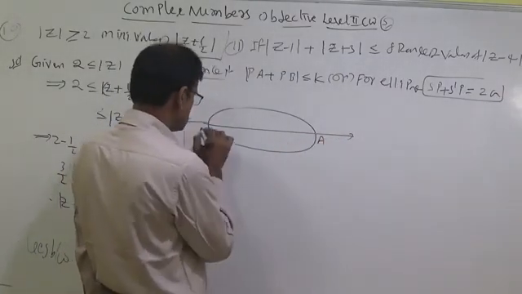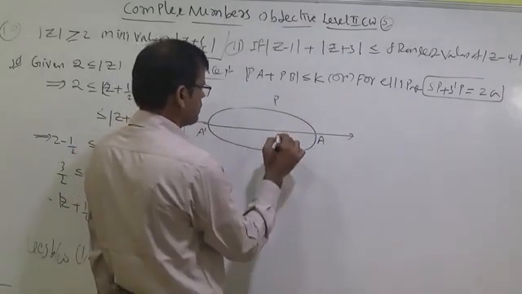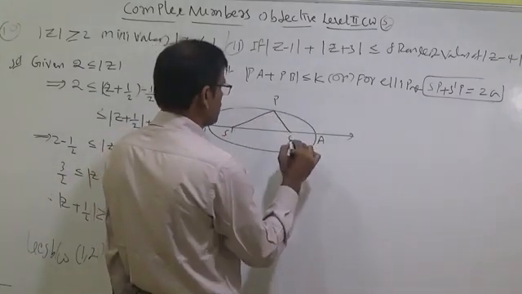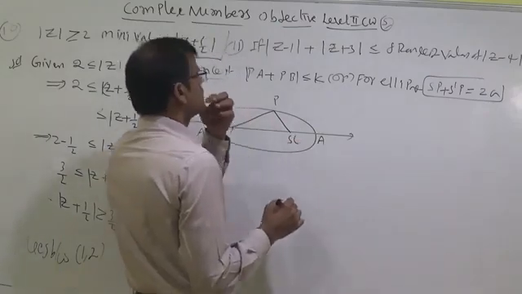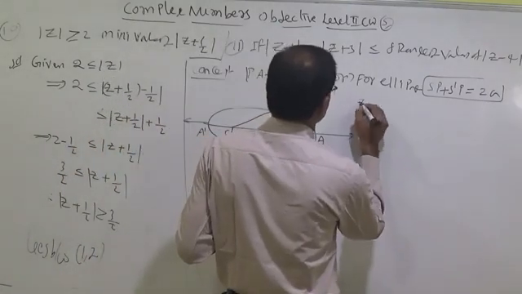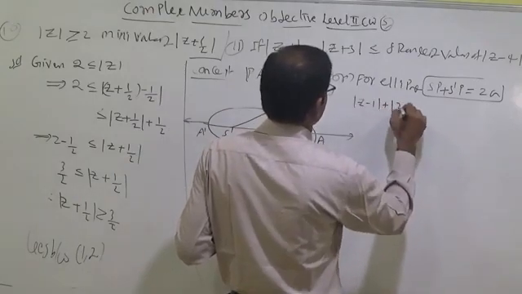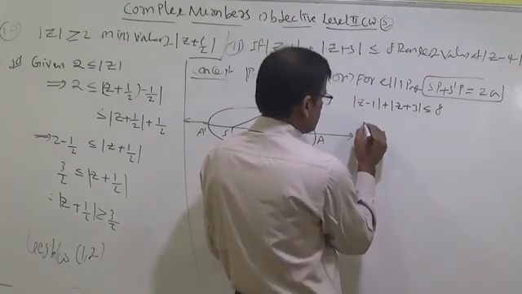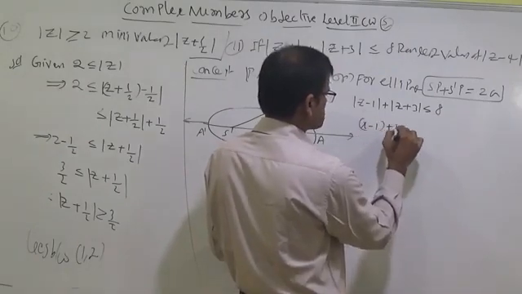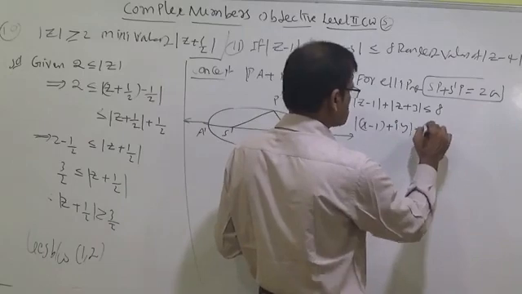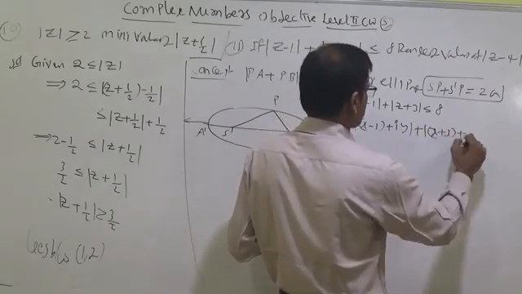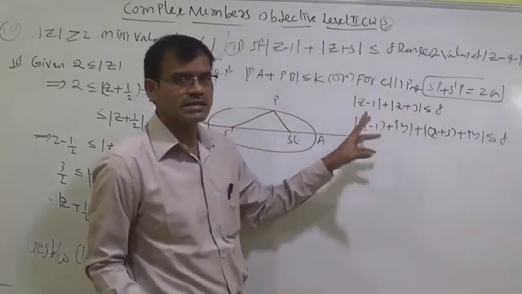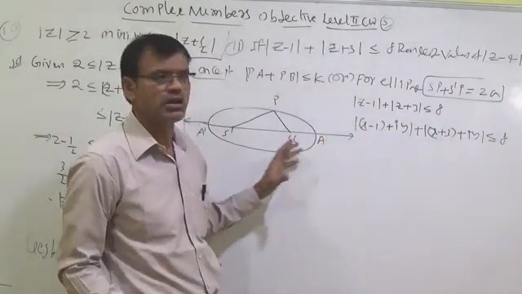Put here, this is A, this is A dash. This is any point P on the ellipse. S and S dash are two fixed points, called foci. Here Z minus 1 is there, so I am writing modulus of Z minus 1 plus modulus of Z plus 3 less than or equal to 8. You can understand this as modulus of x minus 1 plus iy plus modulus of x plus 3 plus iy less than or equal to 8. This locus is on and below the boundary of the ellipse.